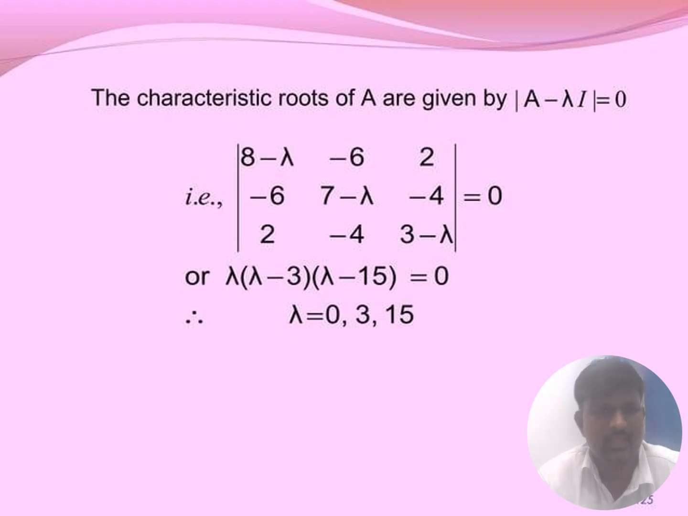Hence we can find the characteristic roots of A by determinant of A minus lambda I is equal to 0, that is, 8 minus lambda, minus 6, 2; minus 6, 7 minus lambda, minus 4; 2, minus 4, 3 minus lambda, is equal to 0. Hence we can find the eigenvalues. Lambda is equal to 0, 3, 15.